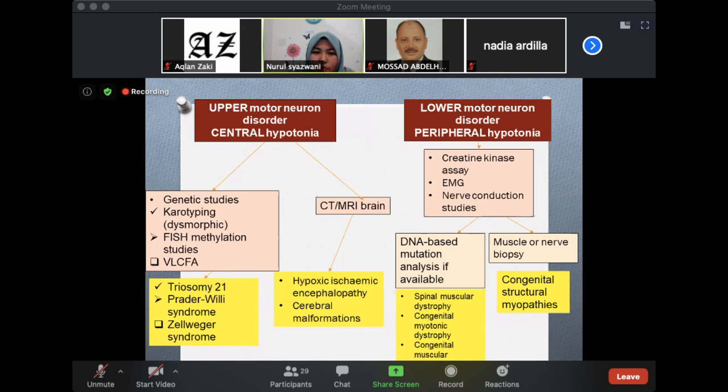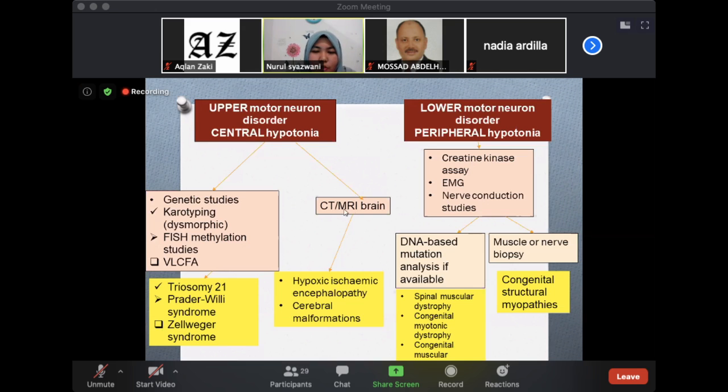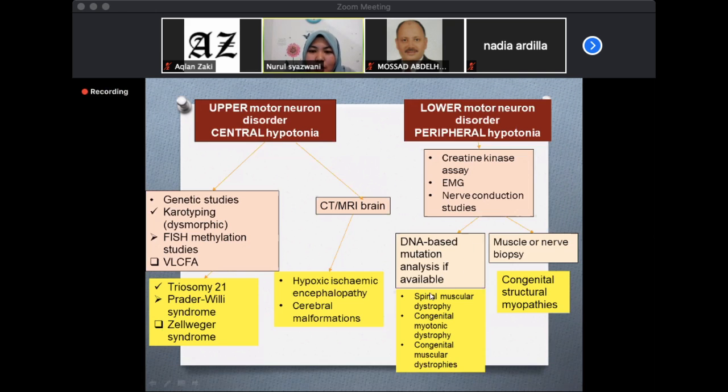Especially when the child has dysmorphic features or face, we need to do karyotype. For example, in Down syndrome, trisomy 21, and for Prader-Willi syndrome, we can do FISH. For Zellweger syndrome, we can do VLCFA. CT or MRI brain suggests hypoxic ischemic encephalopathy or cerebral malformations. For lower motor neuron disorder or peripheral causes, we can do creatine kinase assay, EMG, and nerve conduction studies. This I already explained in the previous slide.